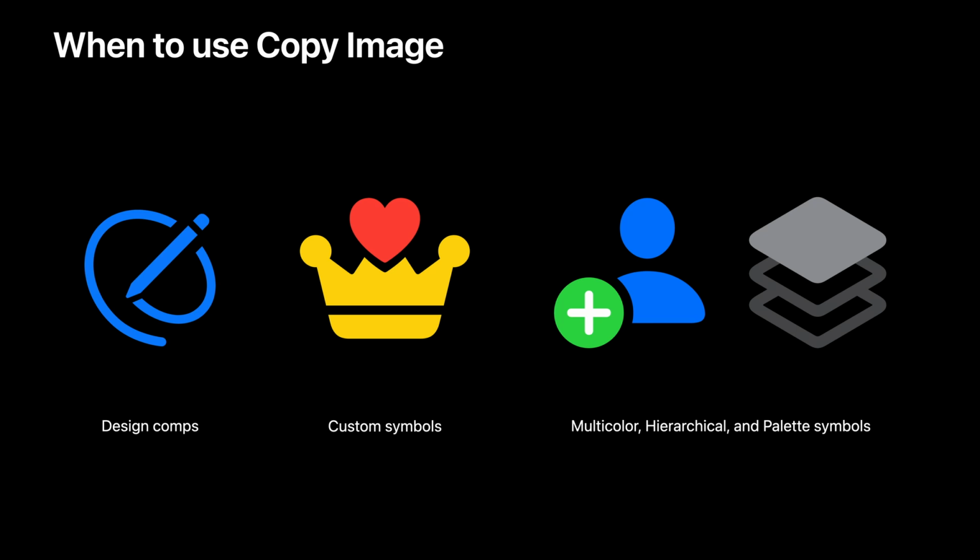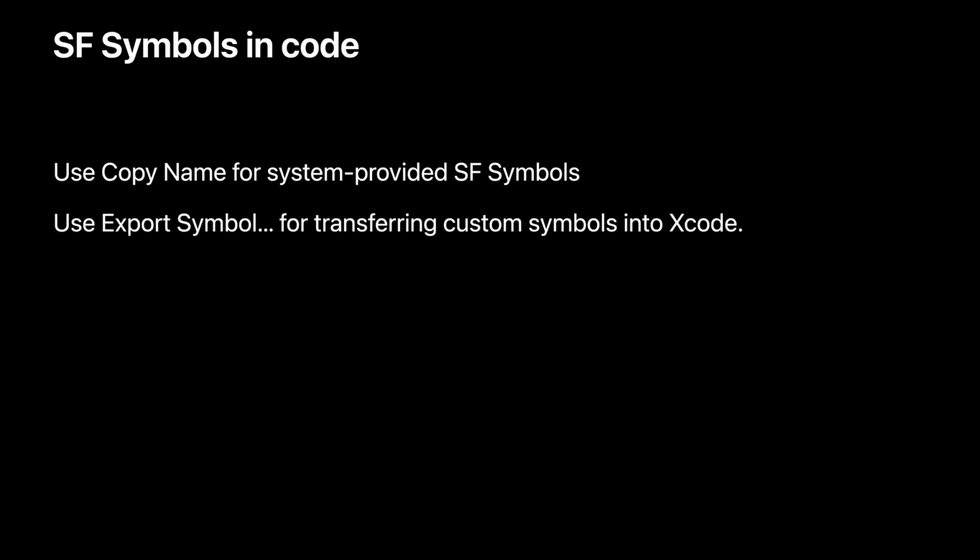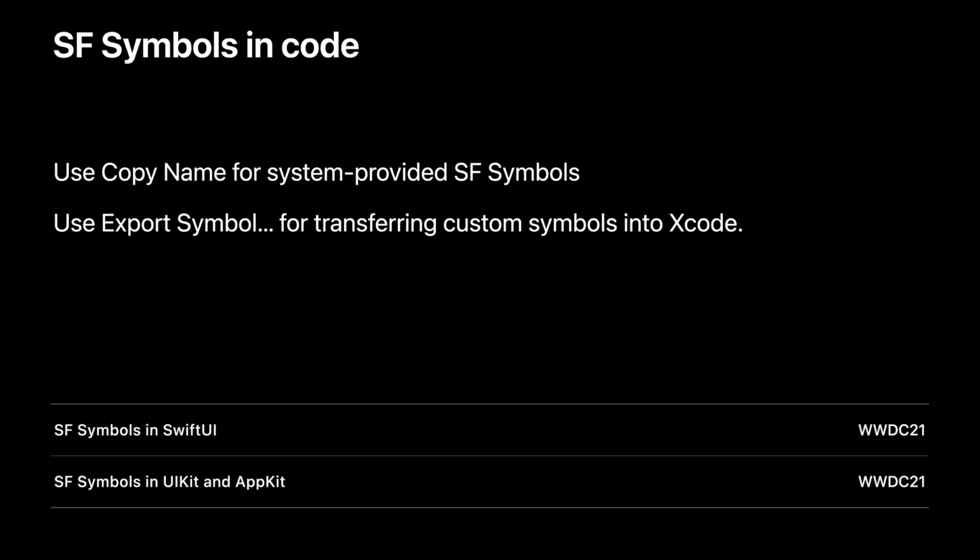I won't go into much detail about using SF symbols in code here, but I want to mention a common sticking point. When copying an SF symbol for use in code, make sure you're copying the name of the symbol rather than the symbol itself. And though it may be tempting to use the new copy image feature to bring a symbol into an asset catalog, you should instead use the export symbol option to make sure you get all the features that a full custom symbol provides. For more information on using SF symbols in code, check out Tom and Jacob's sessions on using SF symbols in SwiftUI, UIKit, and AppKit.